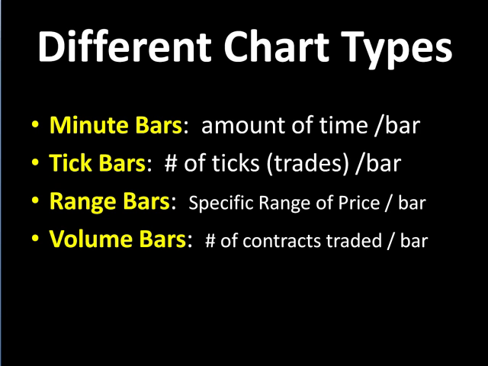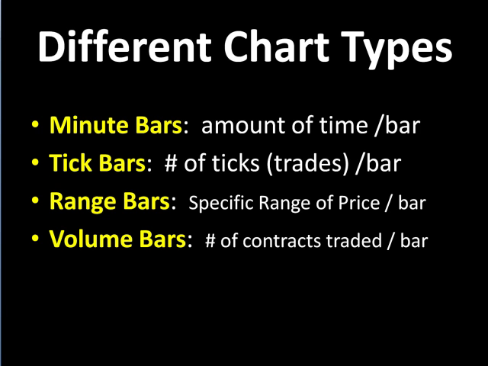But regarding the four majors, minute bars specify the amount of time that every bar takes to form. If it's a 1 minute chart, a specific amount of time, 1 minute, is used to generate each bar. So each bar is worth 1 minute of time. Then of course you have tick bars or tick charts. These are the number of ticks or the number of trades per bar.